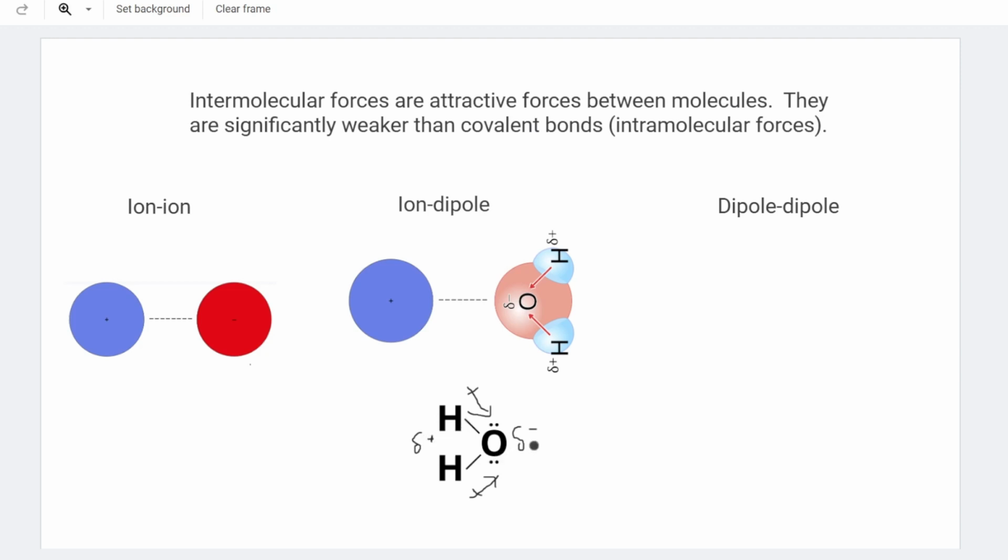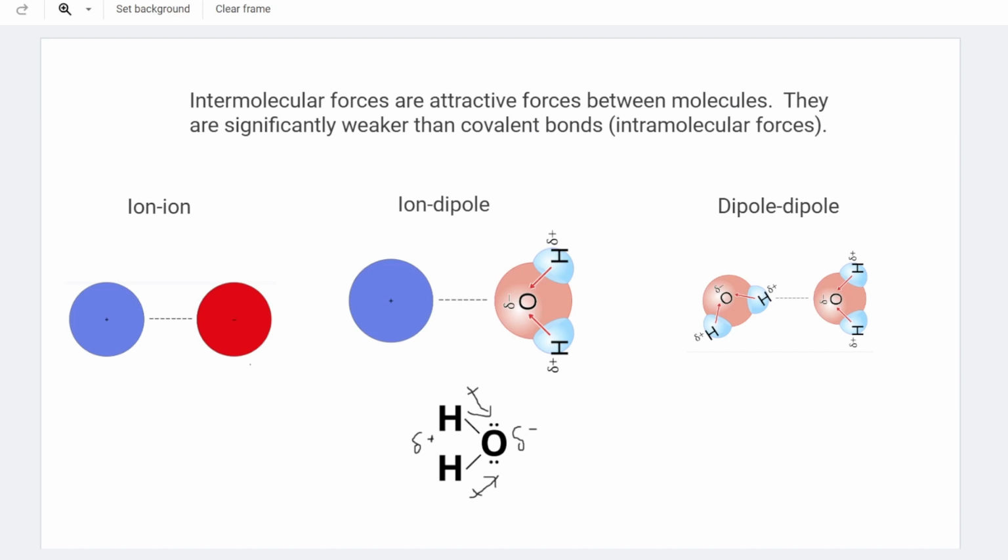We use the delta symbol because the molecule is not completely positive on one side and completely negative on the other. It's simply partially charged because of where the electrons are and the polar bonds. This is why we use delta negative and delta positive to signify that it is only partially charged.